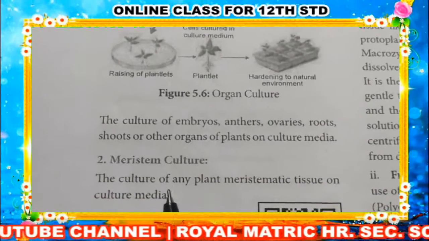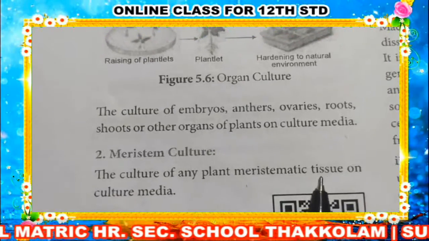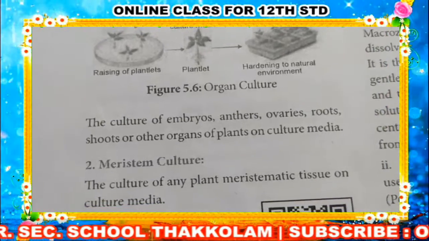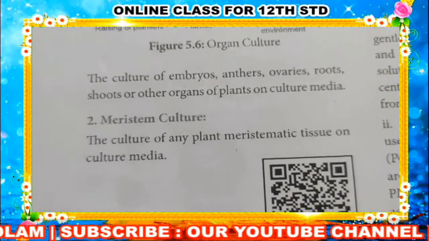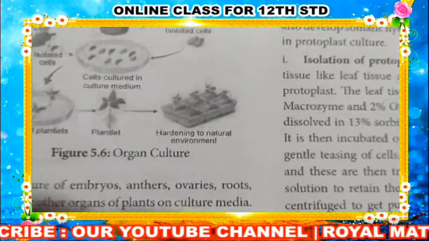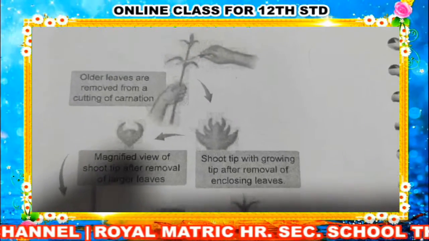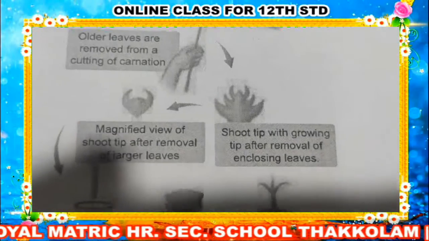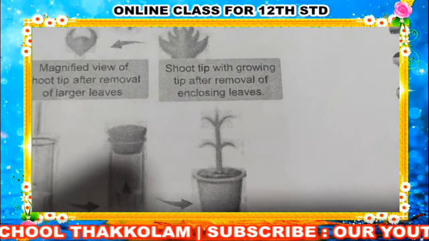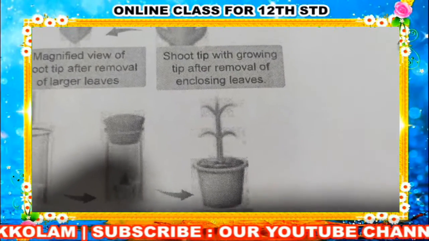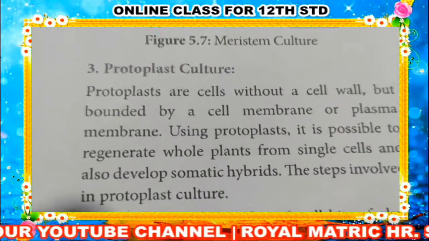The next thing is the meristem culture. Meristem culture means the culture of any plant meristematic tissue on the culture media. It might be any part of the plant where meristematic tissues are present, and that is taken out and grown in the culture media. The picture is also shown here. They are taking the shoot system, the older leaves are removed, and then the shoot tip, the growing tip, after removal of the enclosing leaves. The plantlets are formed.